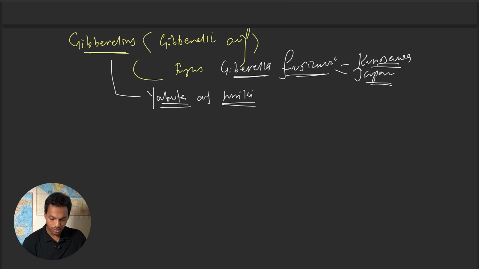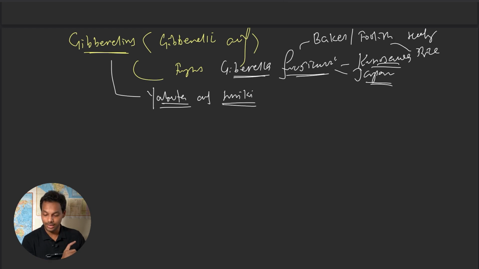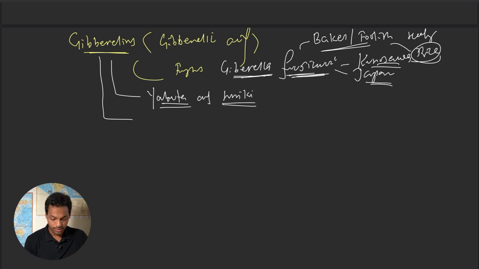And this Gibberella fujikuroi fungus usually causes Bakanae or foolish seedling disease in rice. Bakanae or foolish seedling disease in rice is caused by this Gibberella fujikuroi fungus, and from this fungus, Kurosawa in Japan first isolated this hormone, gibberellin. Now, what is the precursor of gibberellin? Kaurene is the precursor. Remember, all these things are important. This is the precursor of gibberellin.